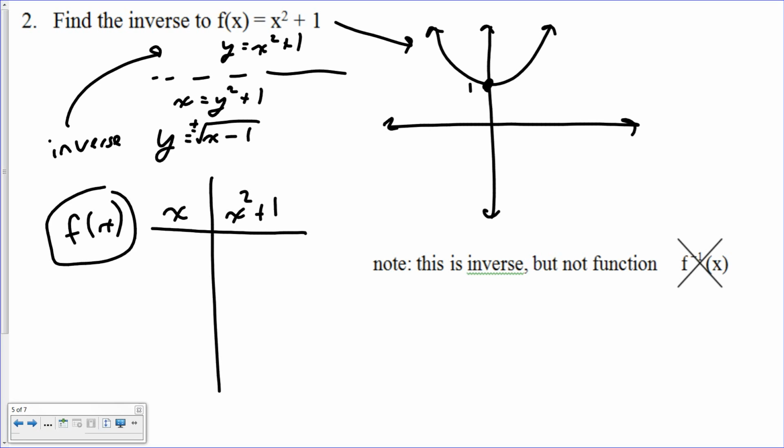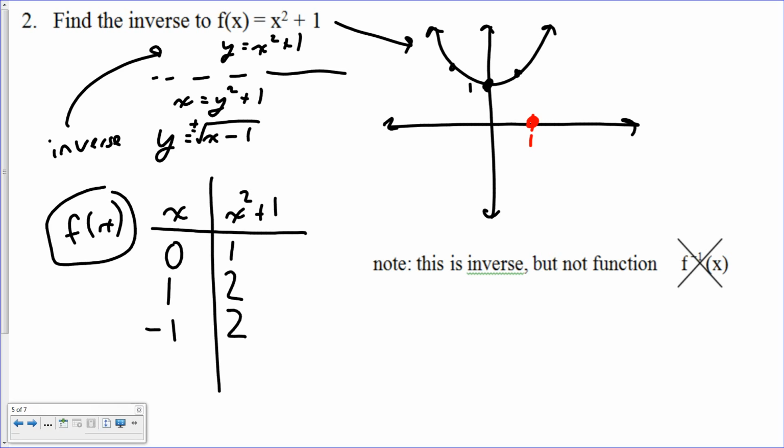And so if I put 0, I know I'm going to get 1. If I put 1, I know I'm going to get 2. If I put negative 1, I know I'm going to get 2. Negative 1 times negative 1 makes a positive 1. And so I know those points are going to be on here. Well, when I switch those around to get me the inverse, I now am going to have a point (1, 0), which is right here, that's on my inverse graph.